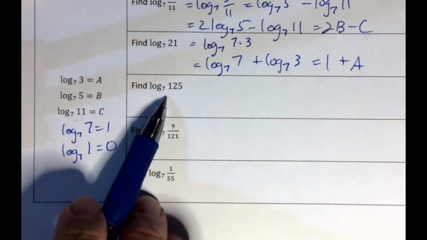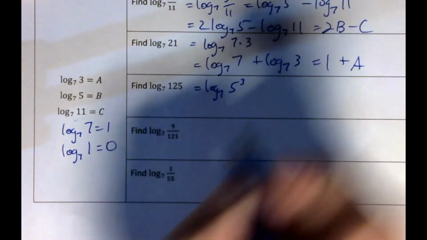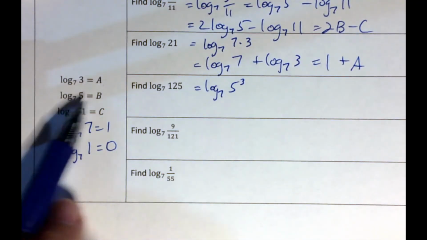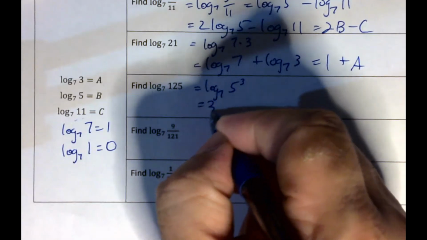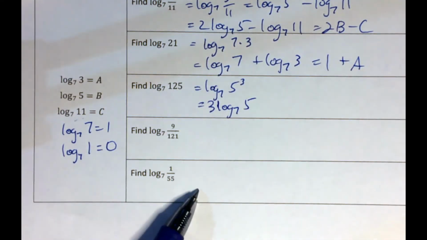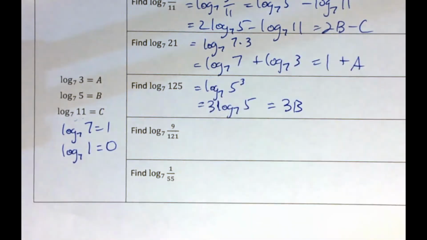All right, next example. Log base 7 of 125. So 125 is 5 to the third. I have a 5 here, so we'll bring the 3 forward. So it'll be 3 log base 7 of 5. Well, log base 7 of 5 is B, so that's going to be 3B. And that's it.